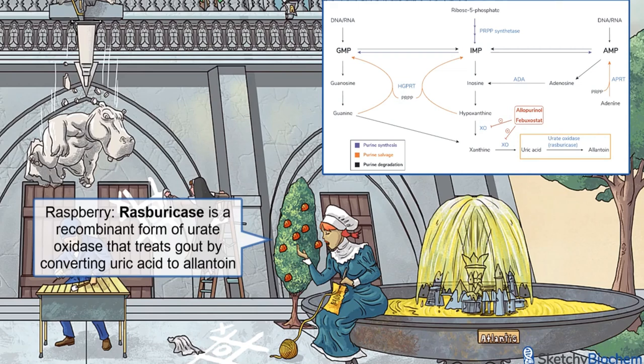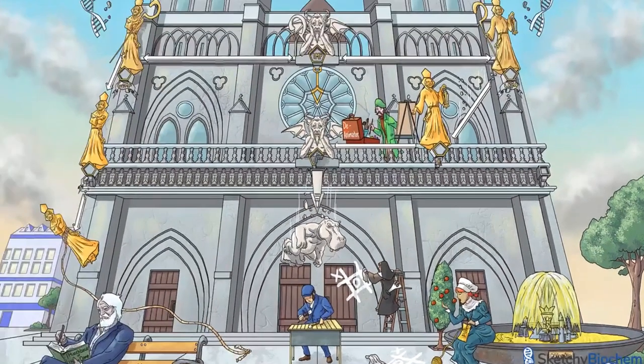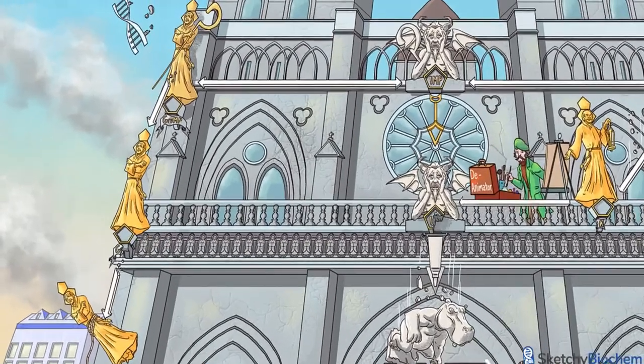Okay, now that you know how the purine nucleotides are degraded and excreted, we can finally talk about purine salvage. The purine salvage pathway recycles purine bases from the degradation of DNA and RNA to make purine nucleotides. This pathway turns the free bases adenine, guanine, and hypoxanthine into their respective nucleotides AMP, GMP, and IMP. Purine salvage requires the enzymes HGPRT and APRT.